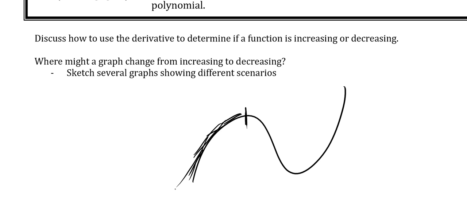If the slope of the tangent is positive, then the function is increasing. If the slope of the tangent is negative, the function is decreasing. And if the slope of the tangent is 0, then that's a turning point. That's what we talked about last week. And if I look closely, zoom in at this turning point, right at the turning point, it is 0.